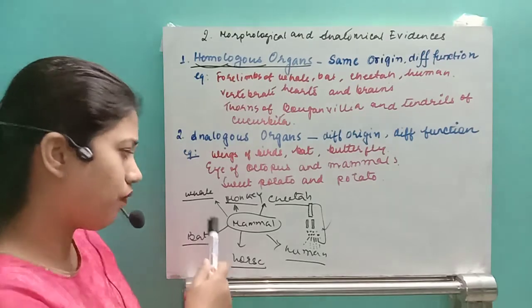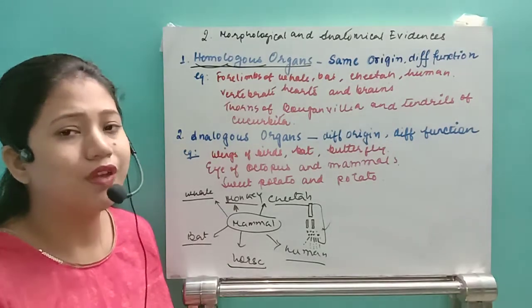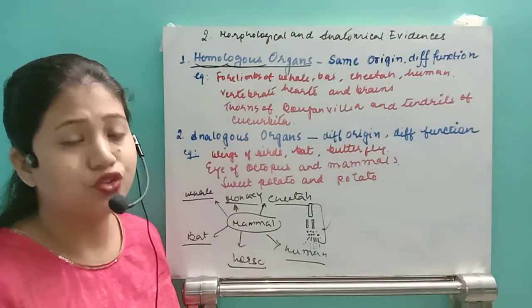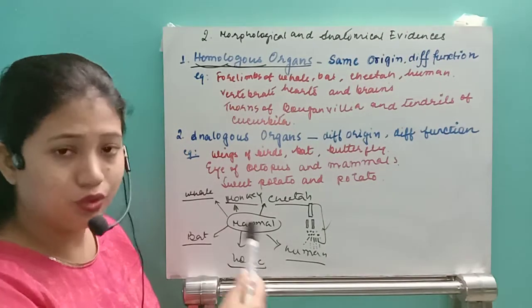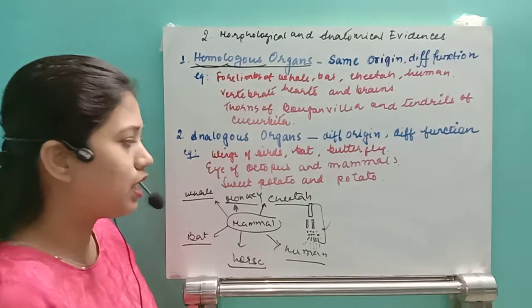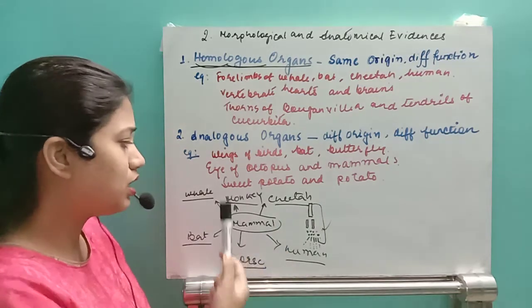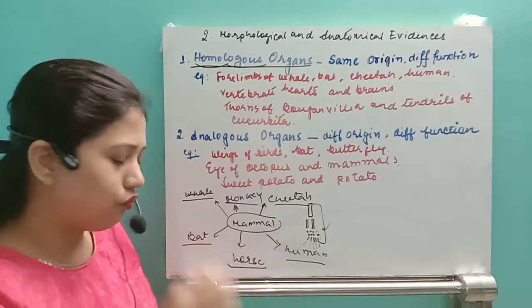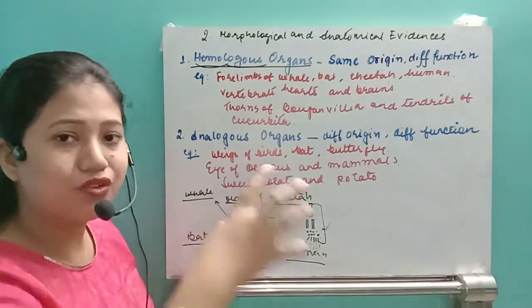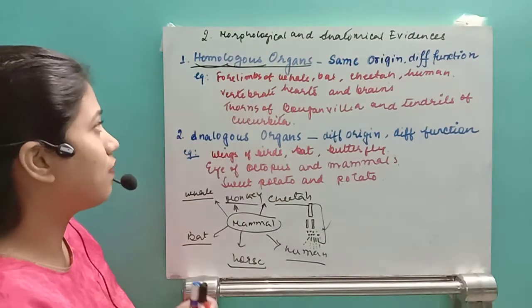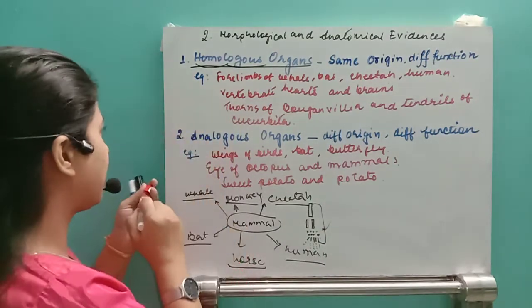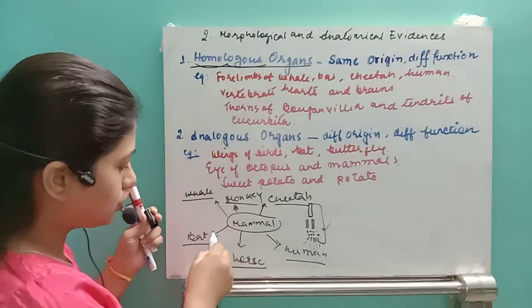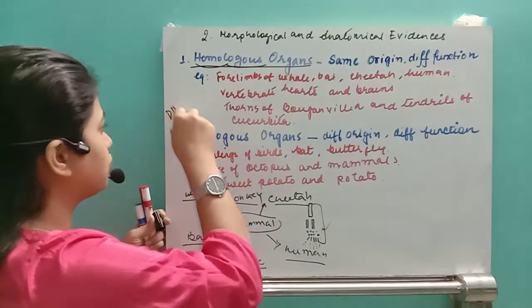In the whale, it helps the whale to swim. In the bat, it helps the bat to fly. In the horse, to run. In humans, to pick. In the cheetah, to run. In the monkey, to climb, right? So from one organism it diverges into many. That's why homologous organs are an example of what type of evolution? Divergent evolution.